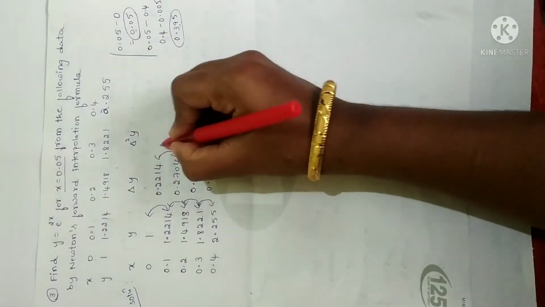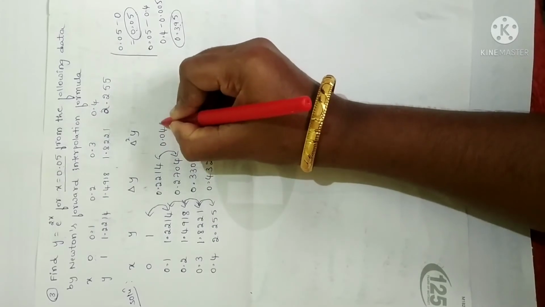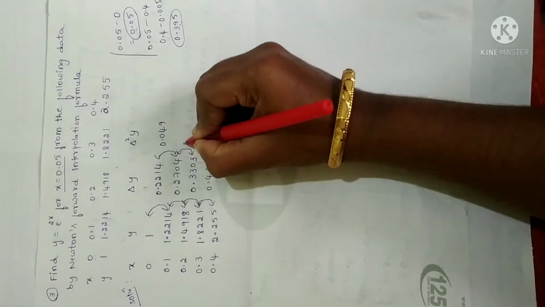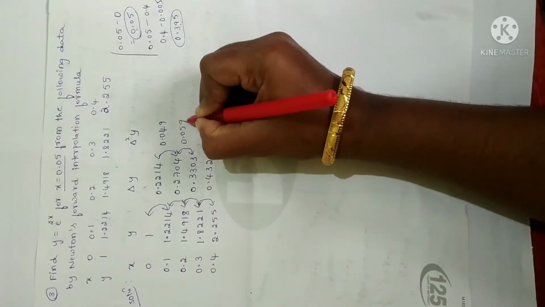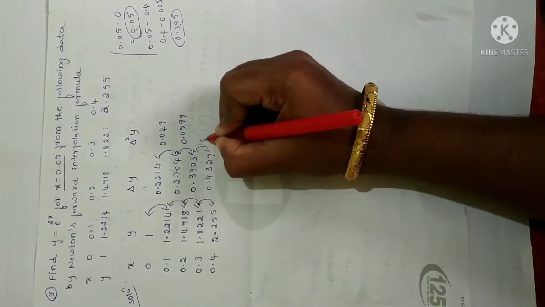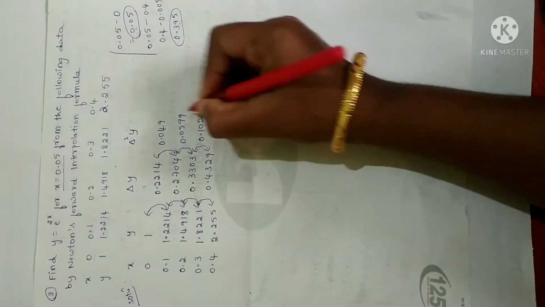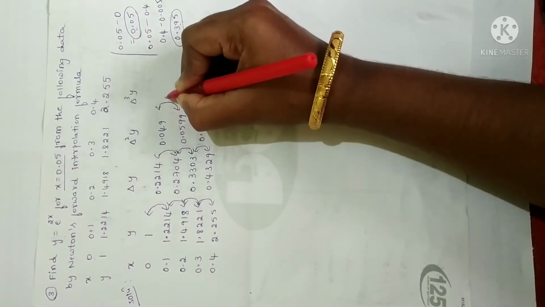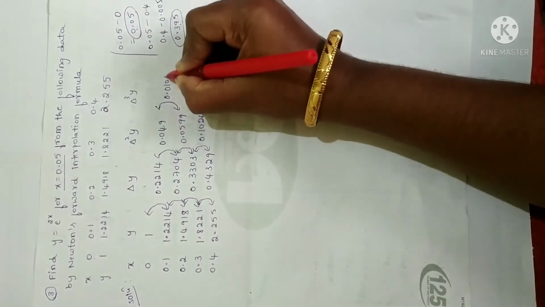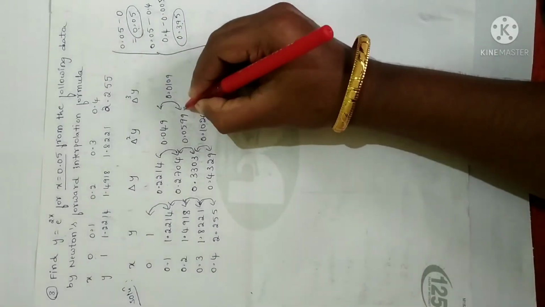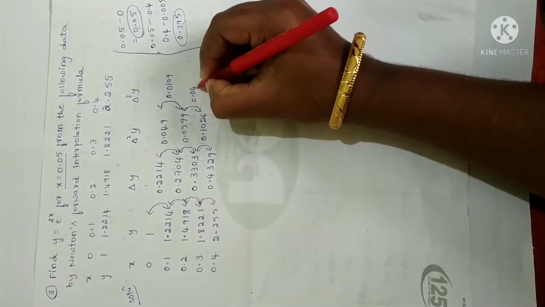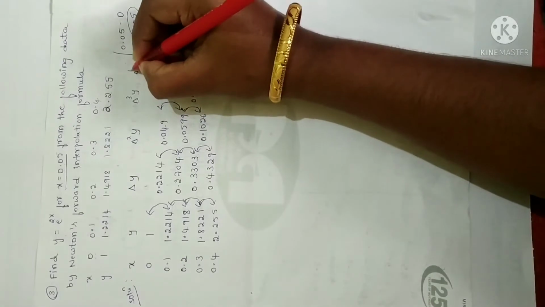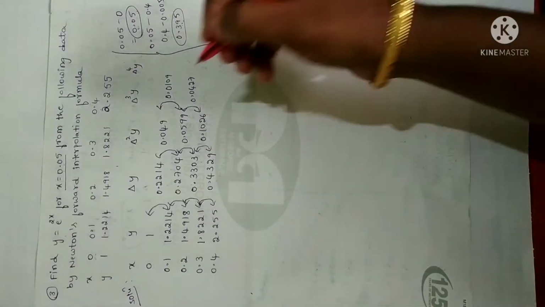Similarly, subtract these two values, you will get 0.049. Subtract these two values, you will get 0.0599. Subtract these two values, you will get 0.1026. Now the third difference, delta cube y. Subtract these two values, you will get 0.0109. Similarly, subtract these two values, you will get 0.0427. Again the fourth difference, that is delta power 4 y, right?